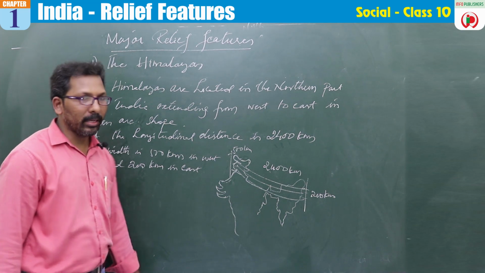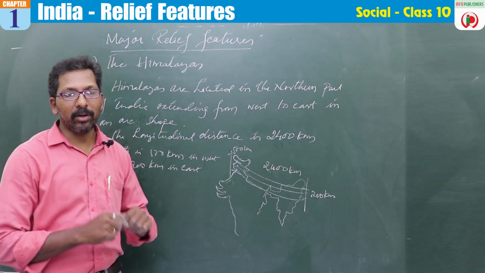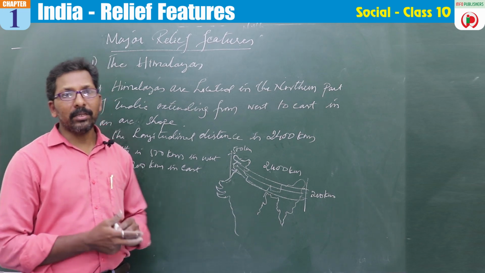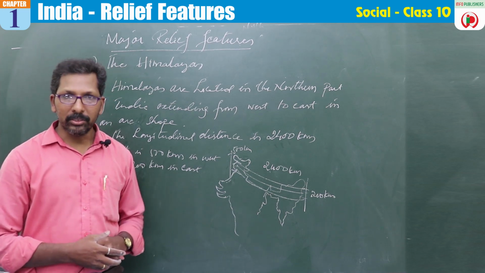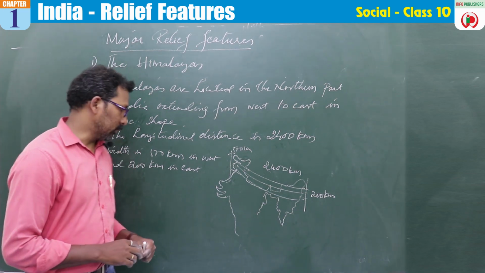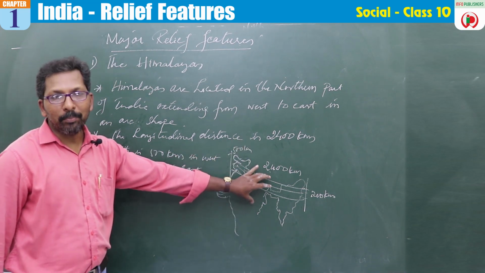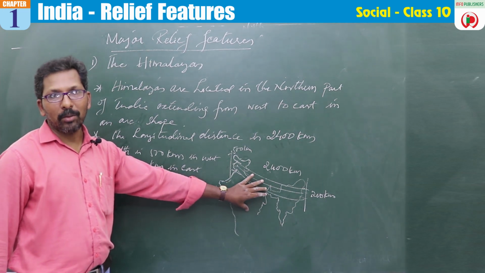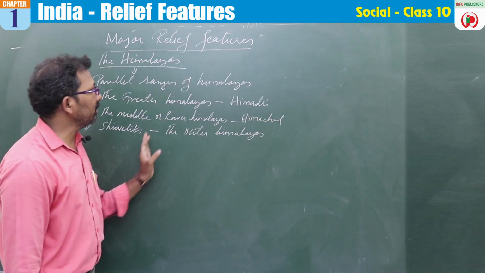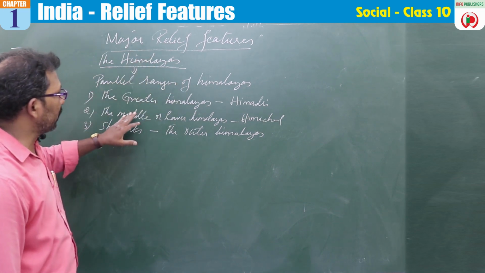And these Himalayas are divided by many parallel ranges, and in these Himalayas many rivers emerge, which are also called perennial rivers or Himalayan rivers. So we'll discuss the parallel ranges in an elaborate way. Let us know the parallel ranges of Himalayas.